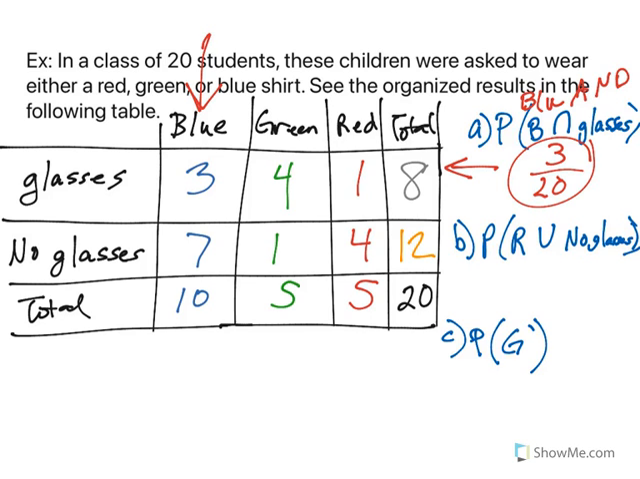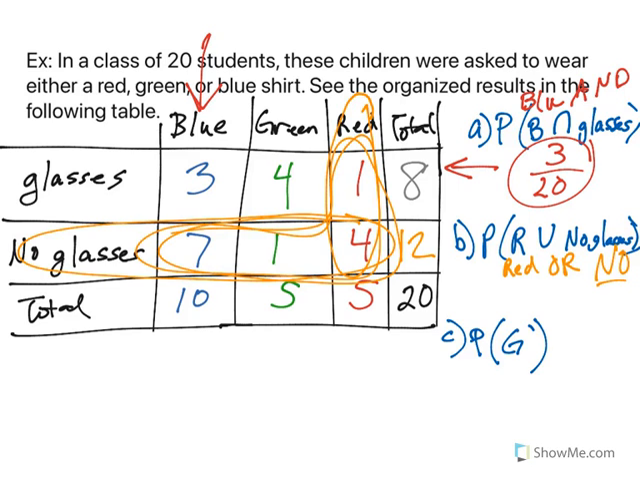Okay, the next one, probability of red or no glasses. Now this one can be a little bit trickier, but if we have a table, this is what I like to do. Here's my red, here's my no glasses. And then I just add up all of those numbers. So it's kind of like a reverse L. I've got 7 plus 1 plus 4 plus 1. Those are all of my students that are either red or no glasses. So that's 8 plus 4 plus 1. That's 13 over 20. Okay, and I'm sorry that my table is a little bit messy now.